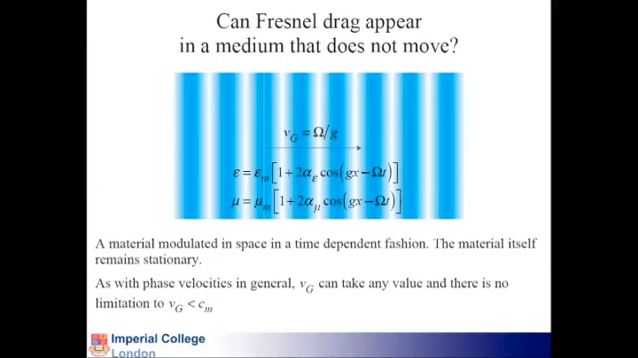One of the first systems we looked at was to ask if this virtual motion can simulate some of the effects that real motion has. And a very old example of real motion is the Fresnel drag. So we asked whether a material modulated in space in a time-dependent fashion, so the material itself remains stationary, whether this medium, as a wave moves through it, can drag light along with it in the manner of the Fresnel drag.